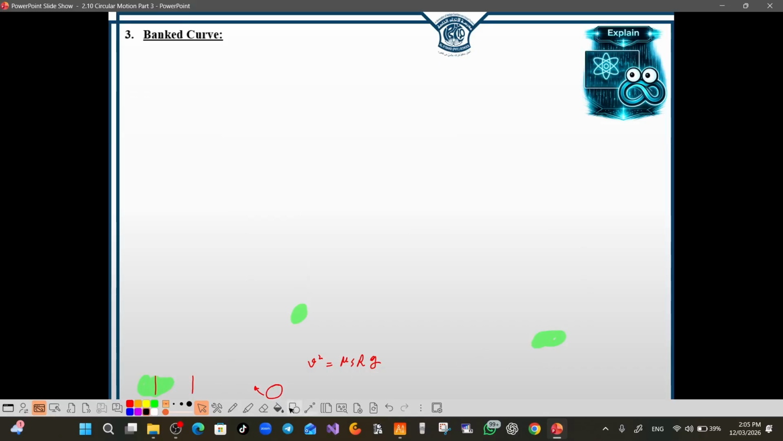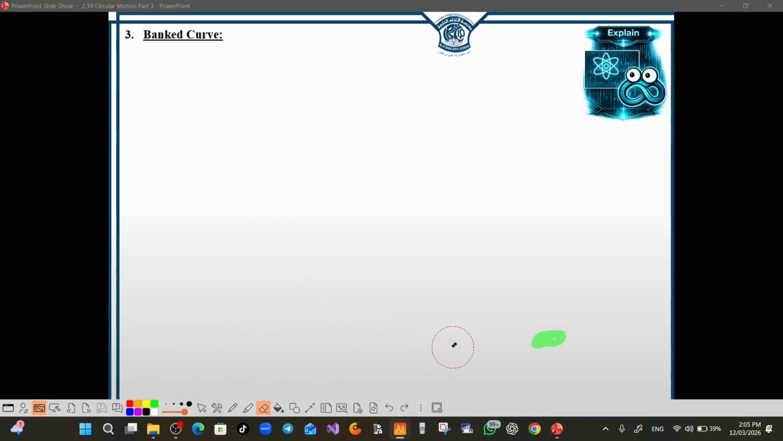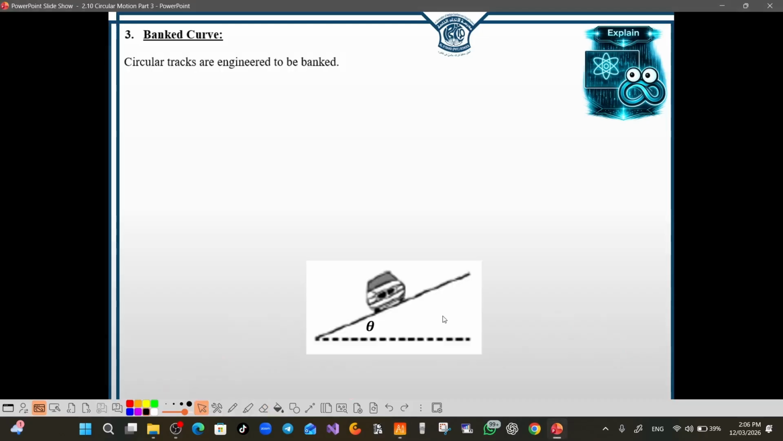Now the banked curve. And what do I mean by banked curve? A banked curve is simply a turn in which the driving surface is not horizontal like the previous case. In the previous case, it was horizontal and around a circular path. Now, it's not horizontal anymore. It's still around the circular path, but it's not horizontal. Now, circular tracks are engineered to be banked.